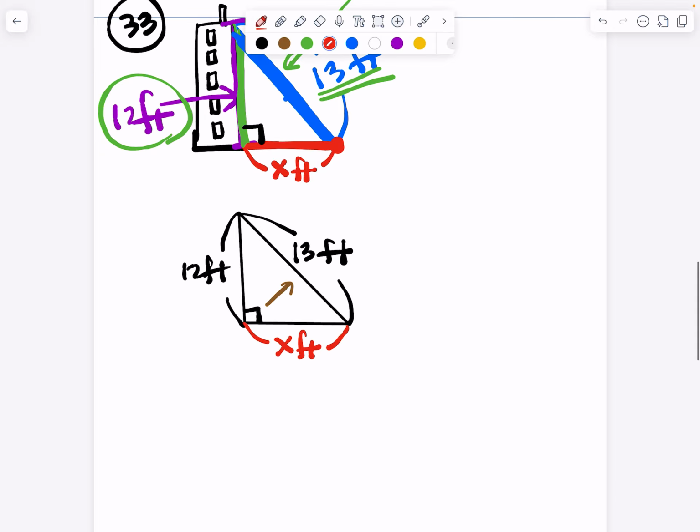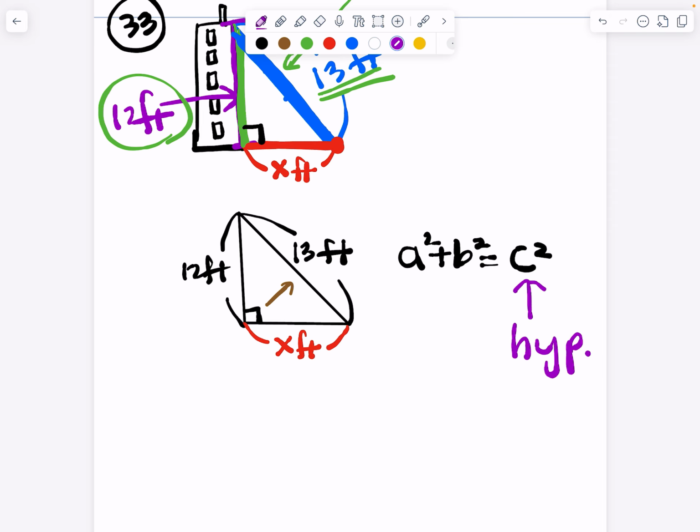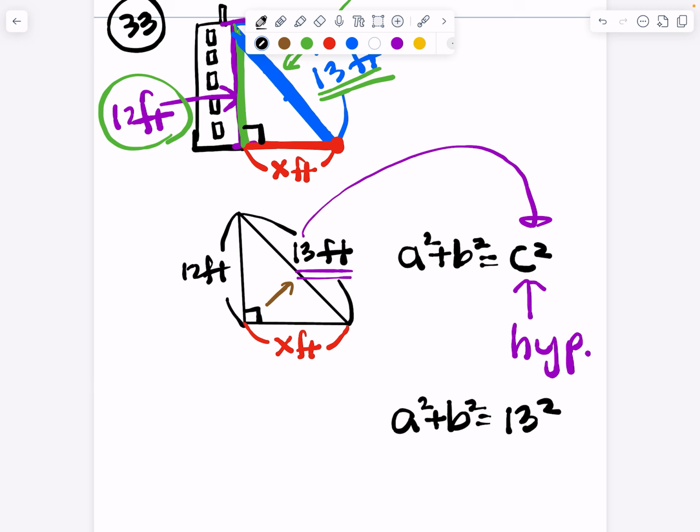All right, you guys, what did we say? Pythagorean theorem is a squared plus b squared is equal to c squared. The most important thing that you have to remember is that c is always the hypotenuse of the right triangle. Where is the hypotenuse? Is the length given? Yes, it is, right here. So you just plug that in here. So that will look like a squared plus b squared is equal to 13 squared, isn't it?